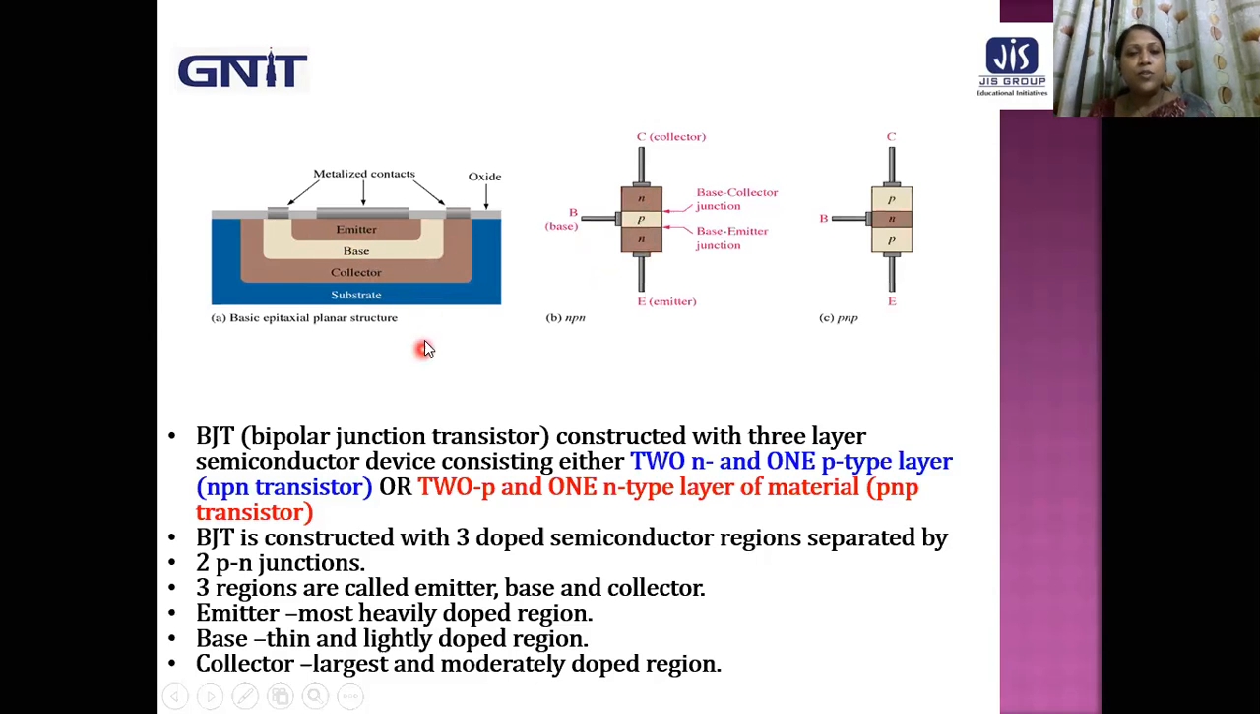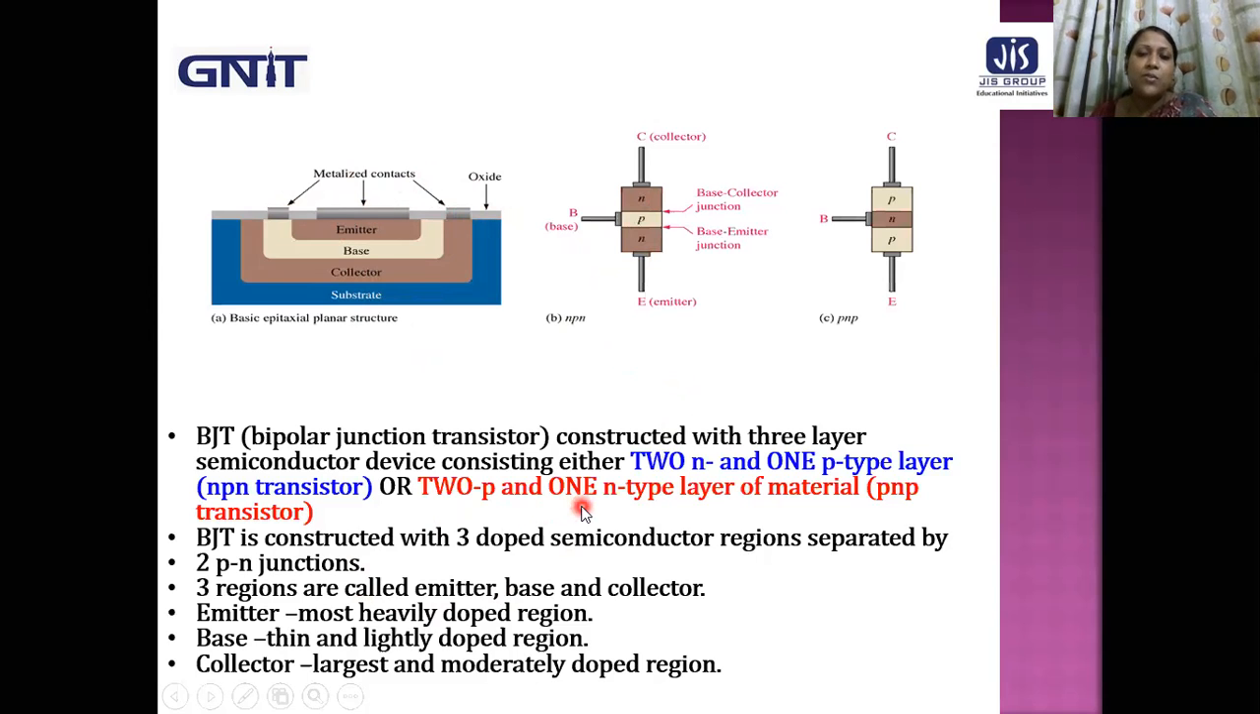The collector region is more spacious than the emitter region. And the upper layers are contacts, metallization contacts. And this hazy region is the oxide layer to isolate these regions as well as the metallized contacts.